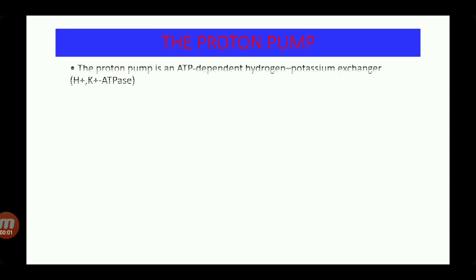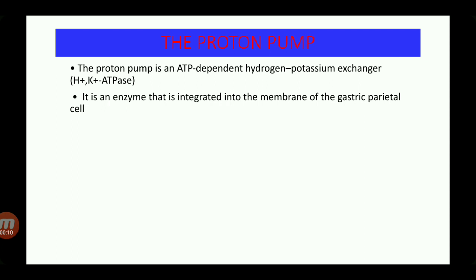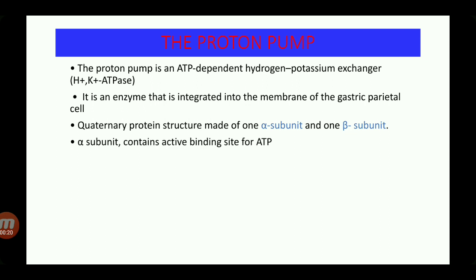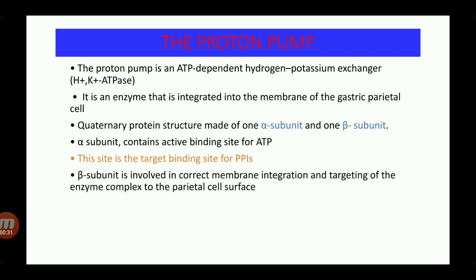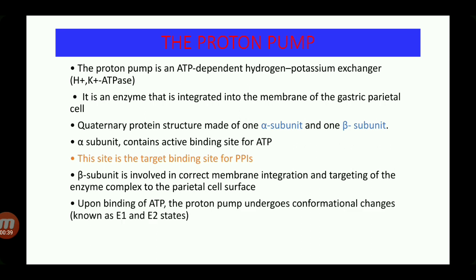The proton pump is an ATP-dependent hydrogen potassium exchanger. It is an enzyme that is integrated into the membrane of the gastric parietal cell. It has a quaternary protein structure made up of alpha and beta subunits. The alpha subunit contains the active binding site for ATP. This site is the target binding site for proton pump inhibitors. The beta subunit is involved in correct membrane integration and targeting of the enzyme complex to the parietal cell surface.